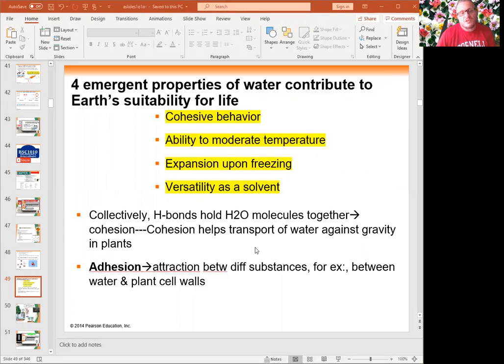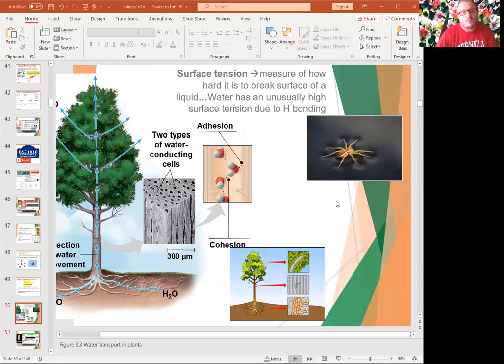Collectively, hydrogen bonds hold the water molecules together, and that's cohesion between similar molecules. Adhesion is water molecules being attracted to some non-water molecules, like plant cell walls. You see here that this can help water climb from ground zero to the top of the plant. There are also other things involved, like root pressure and transpiration.